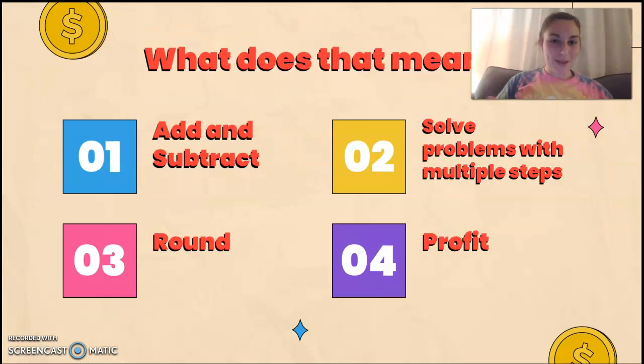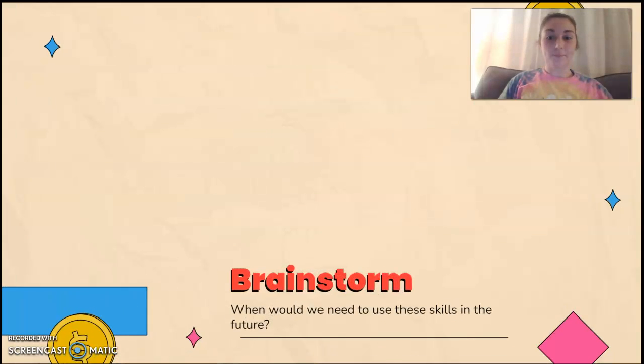Now, what does that basically mean? Well, that means we can add and subtract. We can solve multiple step problems. We can round and we can do profit. Okay, simple. We've been talking about it for about a month. So now let's keep going.